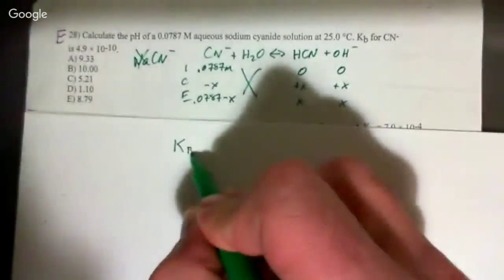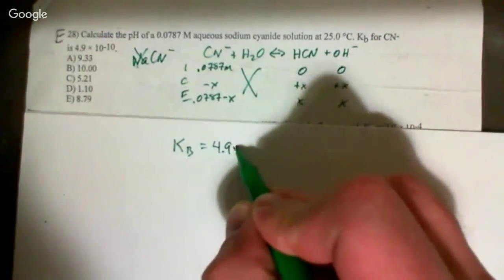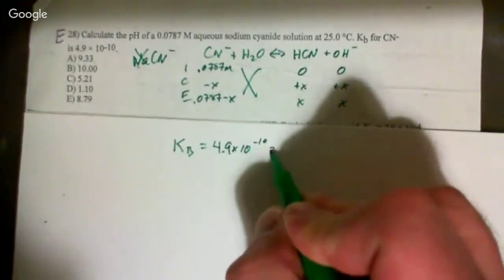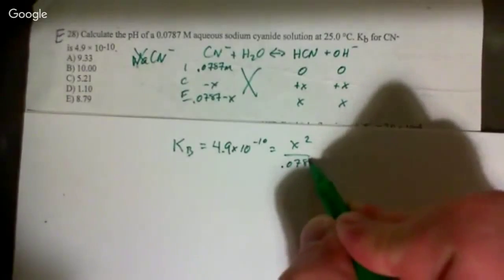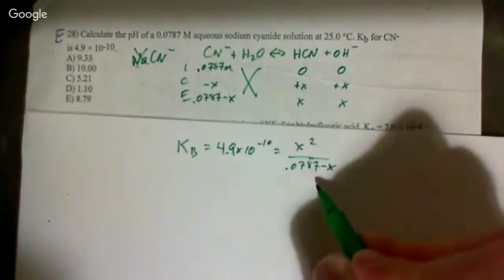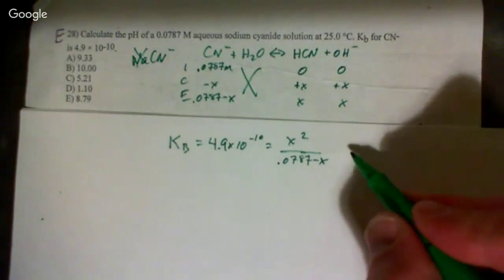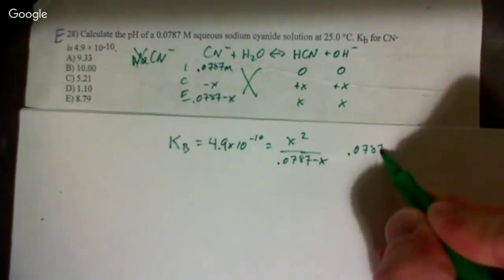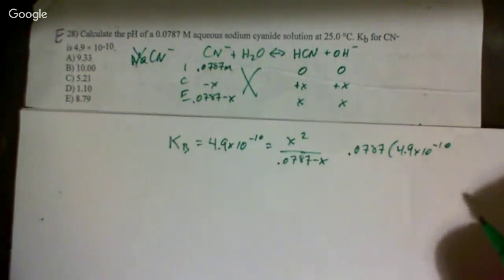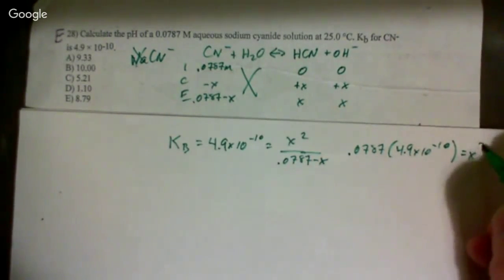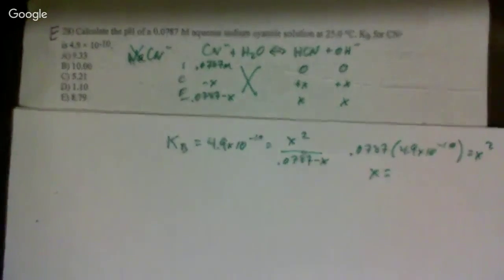So we're going to then say Kb is equal to 4.9 times 10 to the negative 10th equals x squared over 0.0787 minus x. Very different, so we can use an approximation here. So I'm going to end up with 0.0787 times 4.9 times 10 to the negative 10th. And we're just going to set that equal to x squared. Let's see what x works out to be when we do that math.